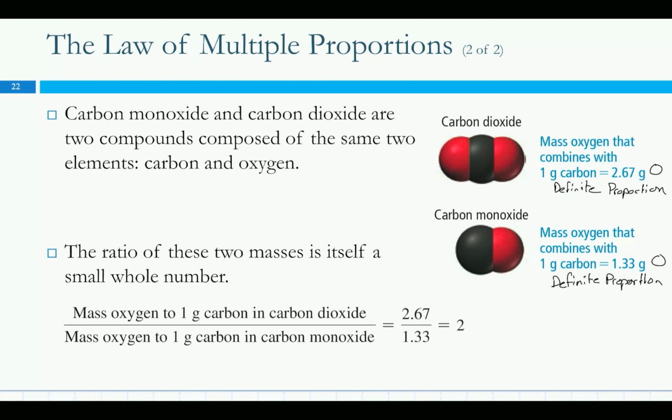So if I take that ratio, which is 2.67, and that's 2.67 grams of oxygen for every 1 gram of carbon. And then down here, this is the mass of oxygen that combines with 1 gram of carbon. Also, it's 1.33 grams of oxygen for 1 gram of carbon. We're leaving off the 1 gram of carbon because it's 1, right? It doesn't affect this calculation. So that gives us a ratio of 2. And that will be the case for any compounds that are made of the same types of atoms, but different numbers of those types of atoms. Law of multiple proportions, different compounds.